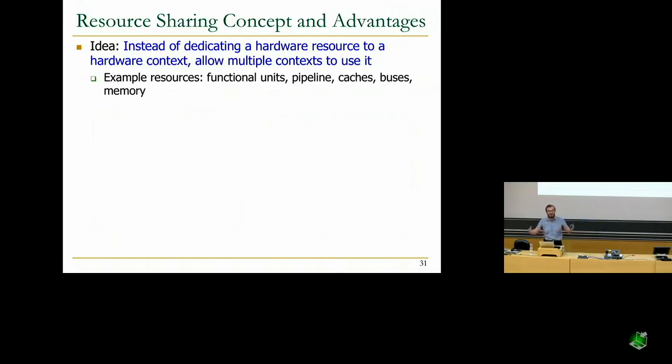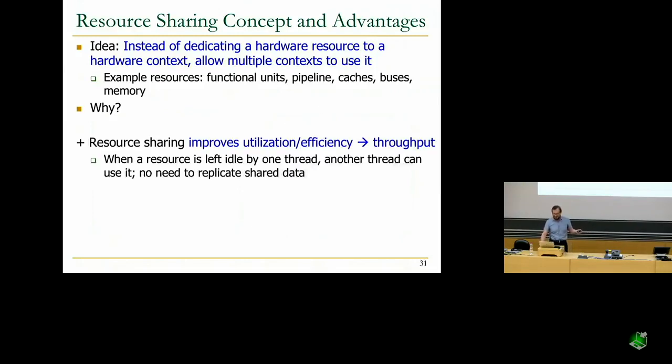Functional units, if you have a multi-threaded pipeline. The pipeline itself, you can decide to share between the threads or not share. That's the multi-threading versus single-threaded pipeline. Caches, buses, memory, and so on. So why do you want resource sharing? Because it improves utilization and efficiency, right? If you have one large cache, as opposed to 4 smaller caches, now you can dynamically utilize that entire cache space. Similar to what we've discussed with instruction and data. Whenever you statically partition between instructions and data, you cannot use all of the cache space for either all of data or all of instructions or any mix of instructions and data, right?